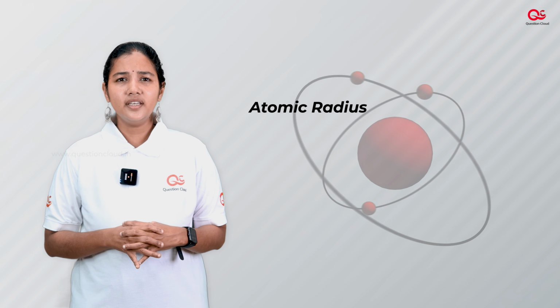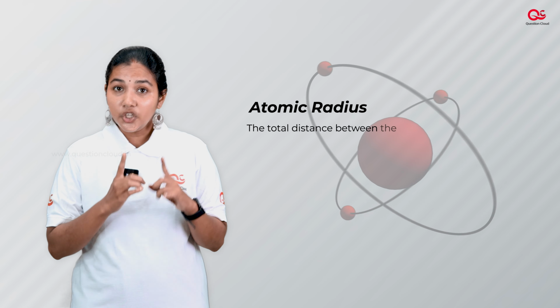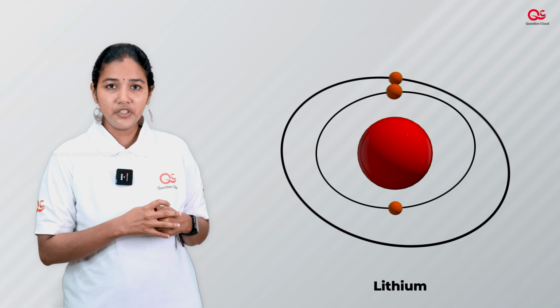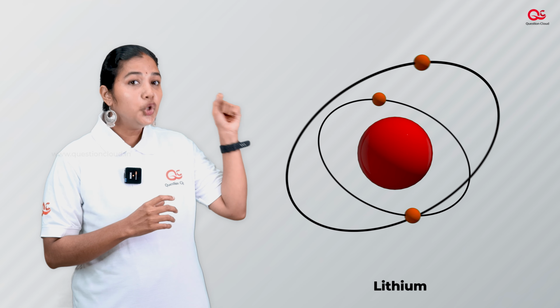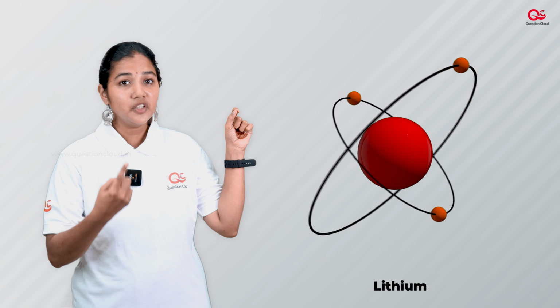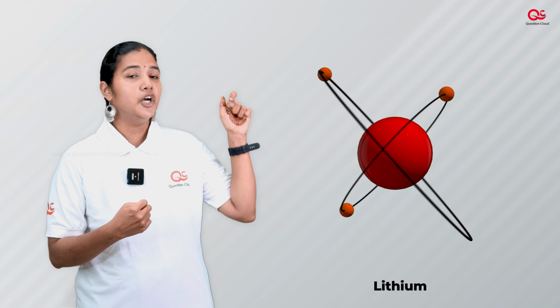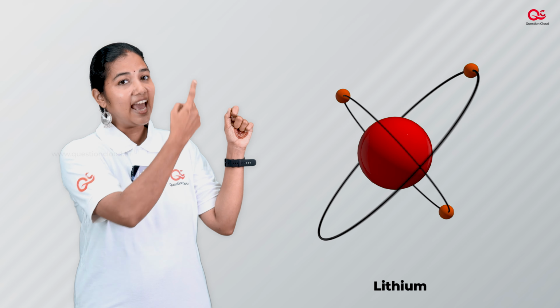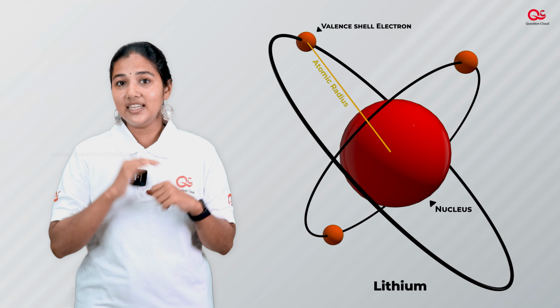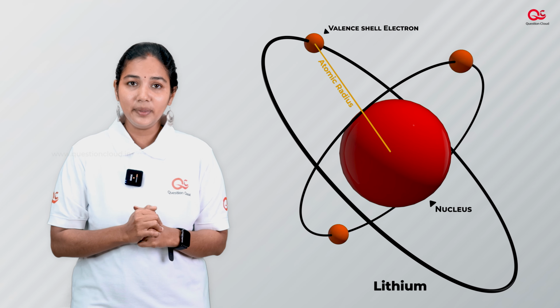What is atomic radius? The distance between the nucleus and the valence shell electron. There is an atom of lithium here, okay? Lithium's nucleus and the valence shell electron. How many shells are present in lithium? 2 shells are present in lithium. Nucleus, first shell and second shell, correct? So the distance between the nucleus and the valence shell electron is your atomic radius.